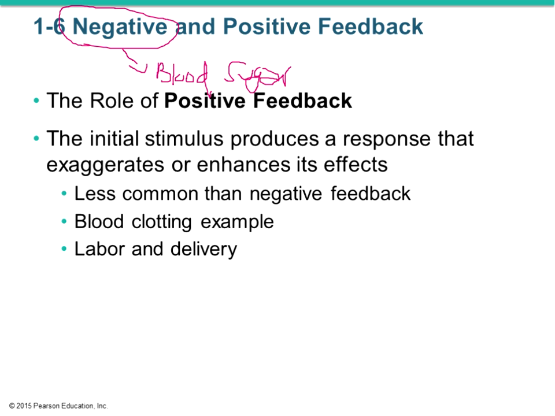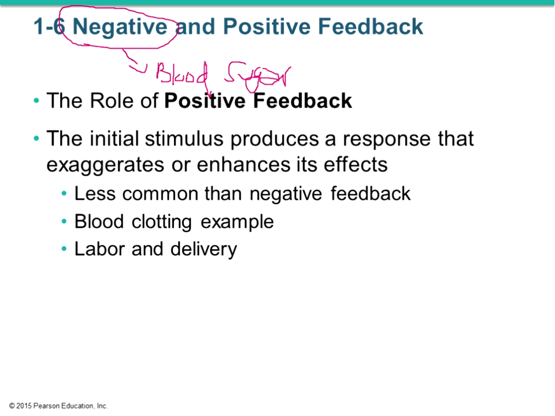And if your body cannot do that, you get chronically elevated levels of blood sugar. You guys probably know, diabetes, right? And that's a disease state. So you can see it's very important for the body to be able to achieve homeostasis. All right, so those are a couple of nice examples of negative feedback.